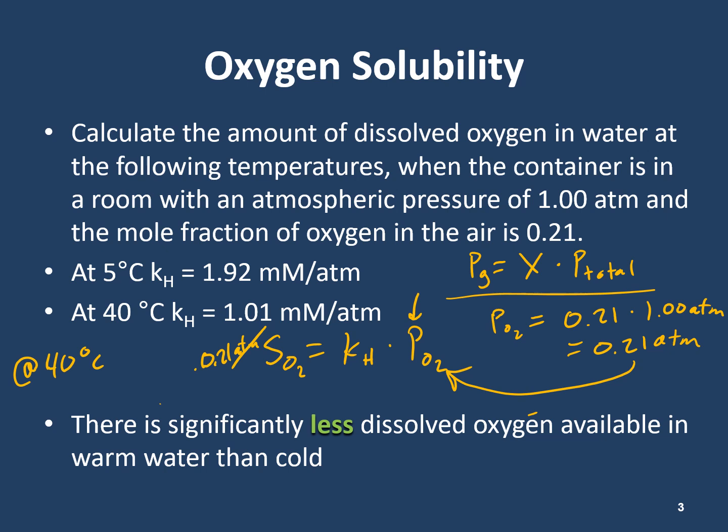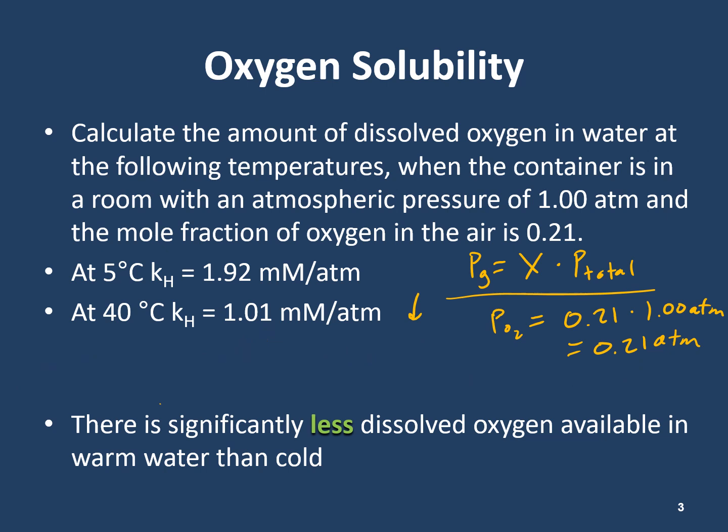So if we think about this, our dissolved oxygen at 40 degrees Celsius that we just calculated was 0.212 millimolar, and at 5 degrees Celsius it was 0.403 millimolar. There's a lot of actual direct application to this. As the global temperature warms, the amount of dissolved oxygen in our water is going to start decreasing in terms of the ocean, which can cause issues for fish.